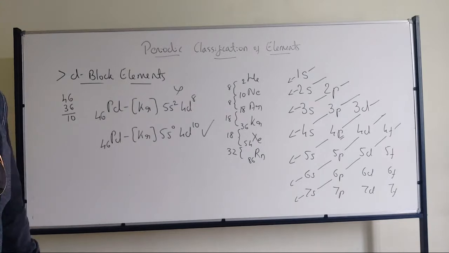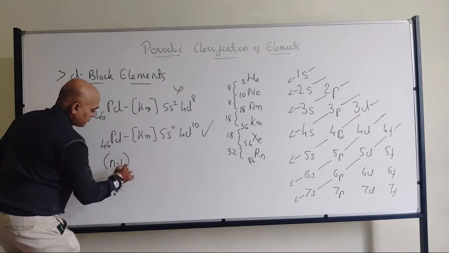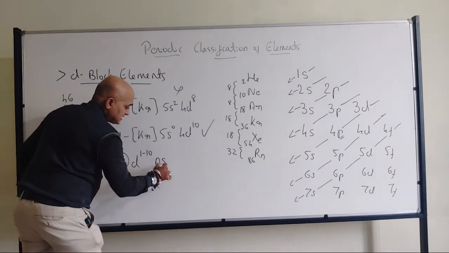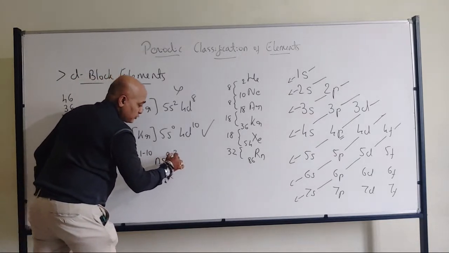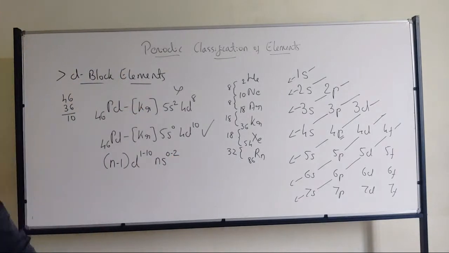It is also a d block element. Now, by this electronic configuration, we can have another general electronic configuration for d block elements. That is (n-1)d 1 to 10, and then ns 0 to 2. Got my point? So that's what we can write as the general electronic configuration: (n-1)d 1 to 10, ns 0 to 2.